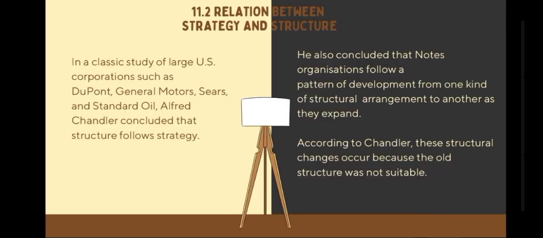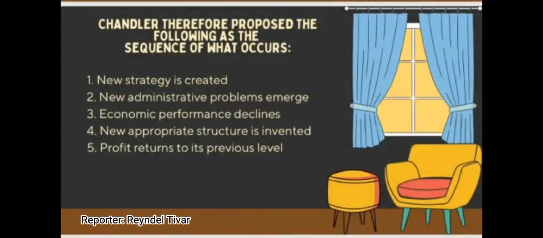Relation between strategy and structure. In a classic study of large U.S. corporations such as DuPont, General Motors, Sears, and Standard Oil, Alfred Chandler concluded that structure follows strategy. He also concluded that organizations follow a pattern of development from one kind of structural arrangement to another as they expand. According to Chandler, this structure change occurred because the old structure was no longer suitable. Chandler therefore proposed the following sequence of what occurs.